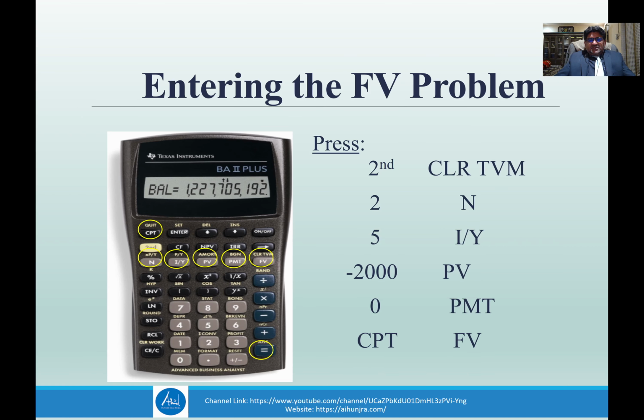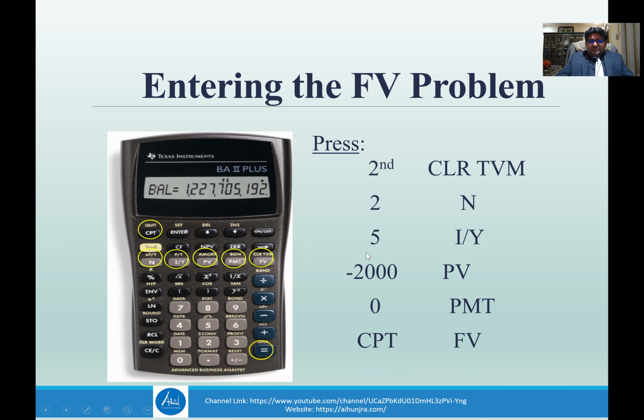Keep in mind the previous example where the interest rate was 5%, the number of years was 2, and the present value was 2000. There is no payment, so that will be 0. Then we can compute the future value.